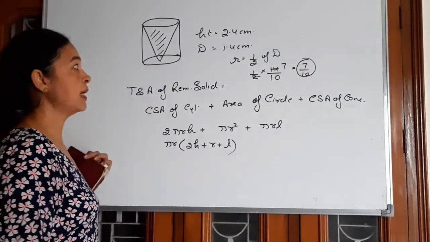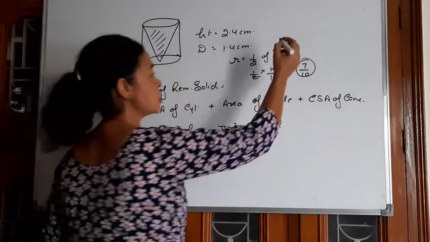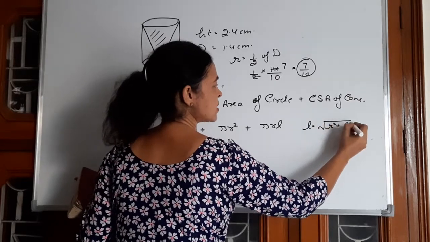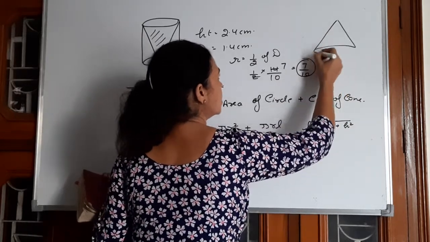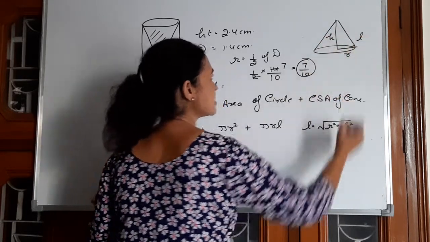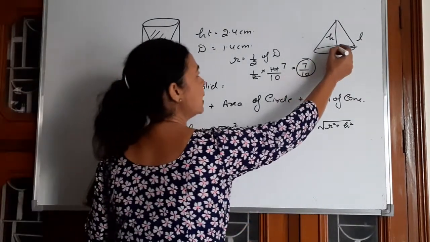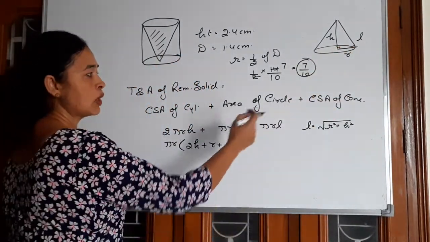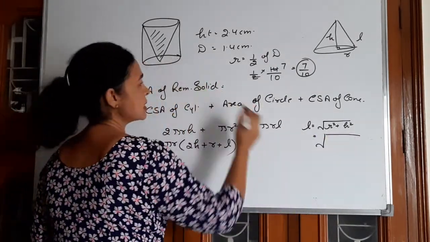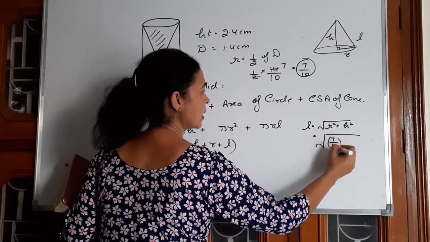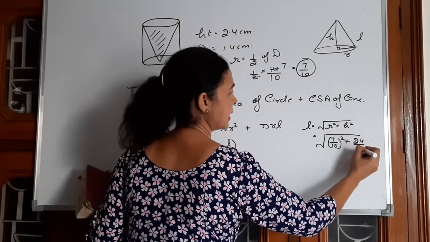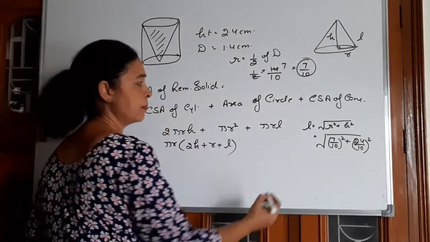Now what we have to find out? We have to find L. What is L? L is under root r square plus h square as per Pythagoras theorem. In a cone, we have a right circular cone. This is the height of the cone, this is the radius, and this is the slant height. As per Pythagoras theorem, L square equals r square plus h square. What will be the value of L? What is r square? 7/10 whole square plus what is height? Height is 2.4, that is 24/10 whole square. Clear?